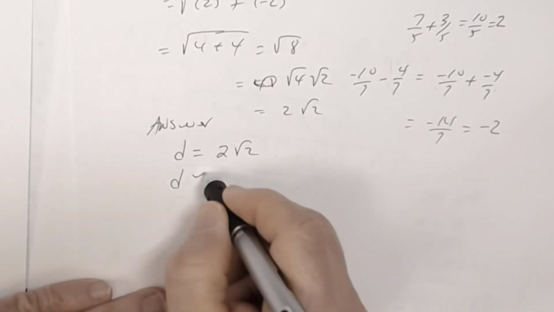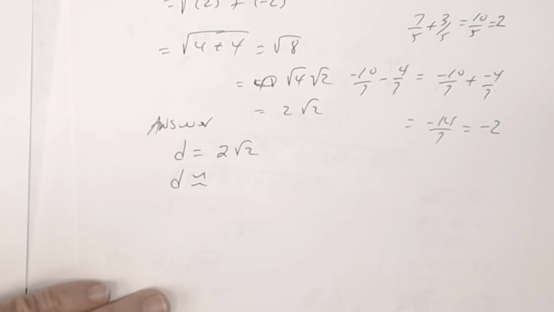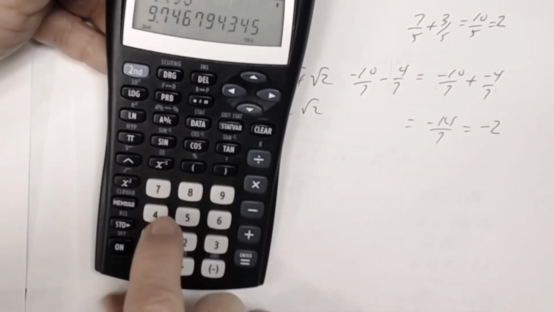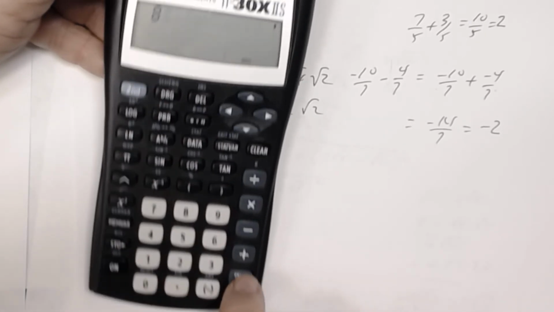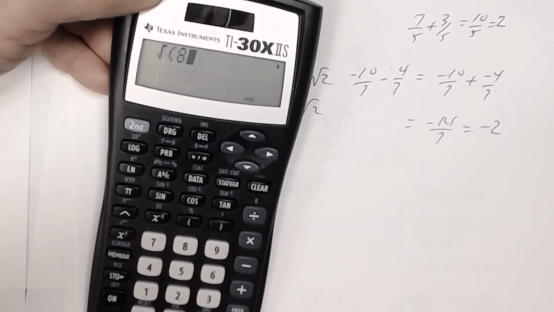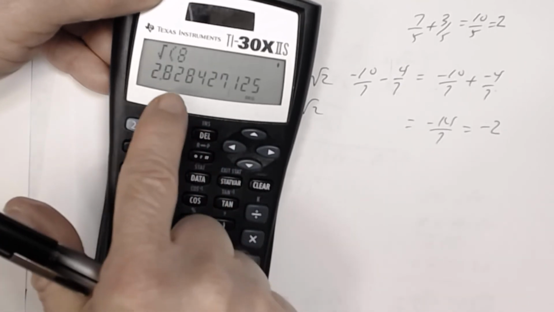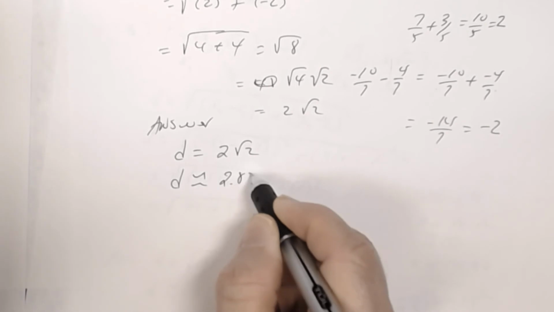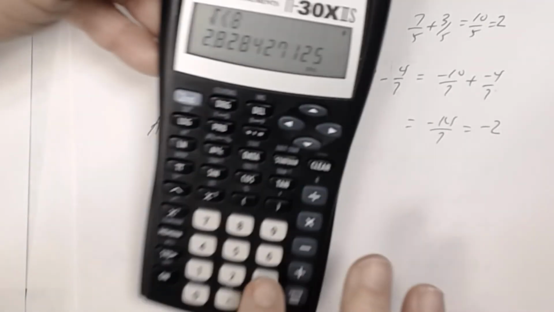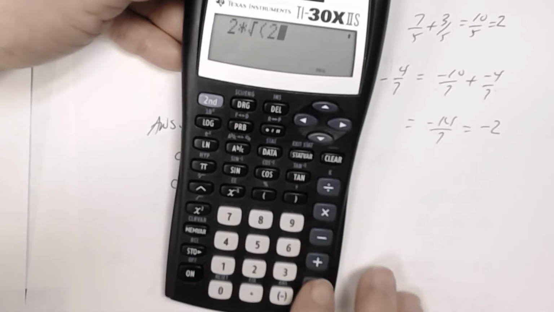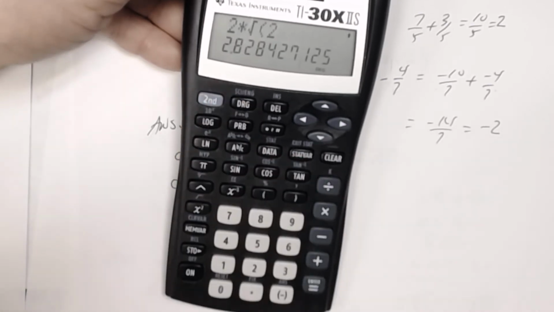Now let's go ahead and approximate this. So the approximation symbol. Let's use the square root of 8. The square root of 8 is 2.83, right? 2.83. Now let's use this. So 2 times the square root of 2 equals 2.83.